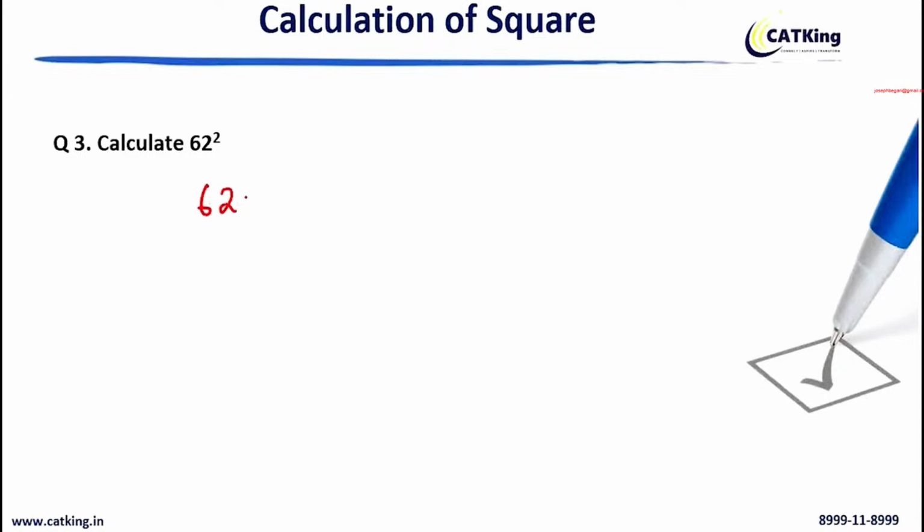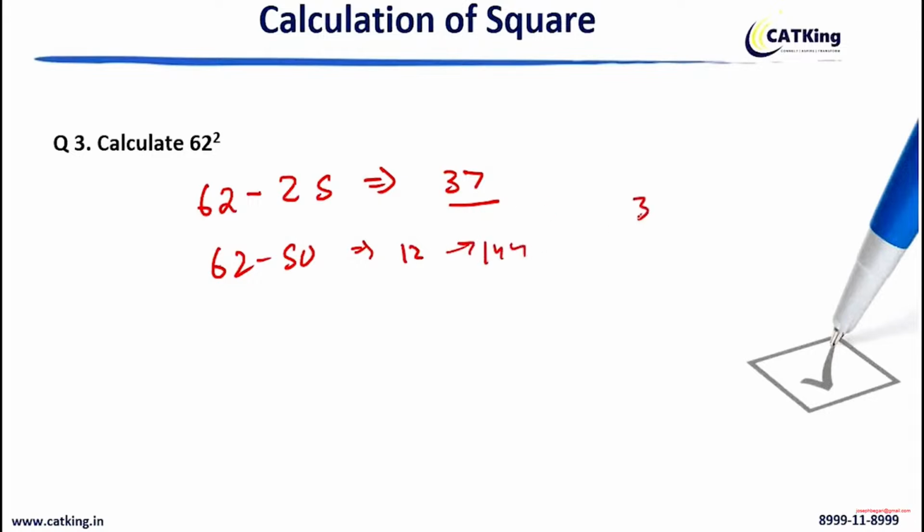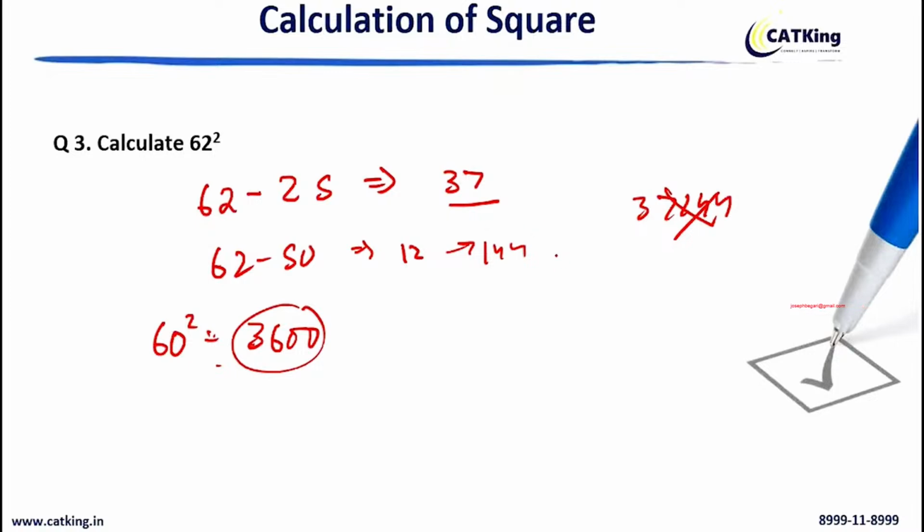What is the difference from 25? What is 62 minus 25? This is 37. What is the difference from 50? 62 minus 50 is 12. What is 12 square? 144, right? So answer should be 37144, right? No. Why? What is 60 square, guys? 60 square is 3600. So answer should be around 3600, right? Not 37,000. So what you will do in this case, you will write 37 as it is and you will give one carryover. So always check whether answer is in range or not. If not, you will have to give a carryover. So this becomes 3844. This is your answer.